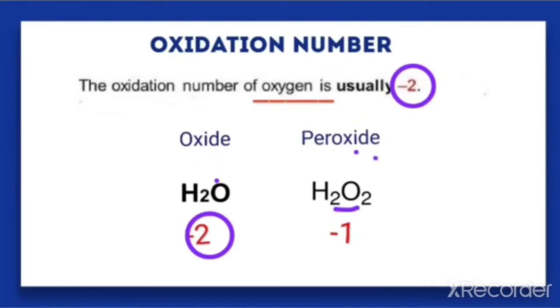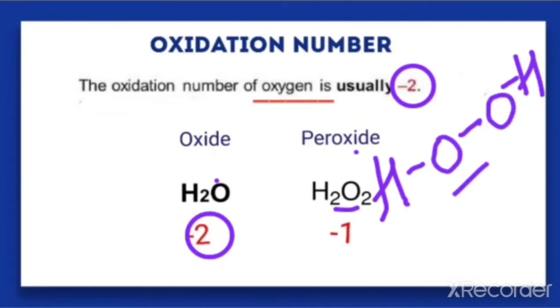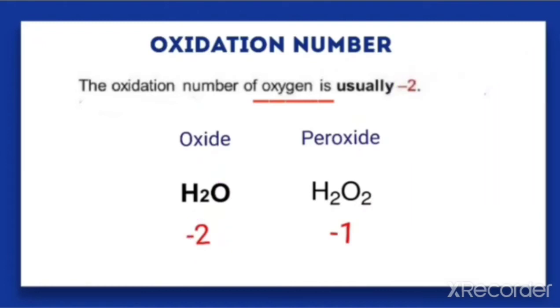that is hydrogen peroxide. It can be written as HOOH. Here there is an O-O linkage, that is called a peroxide. So in peroxide, the oxidation number for the oxygen is not -2, it is -1. So that is important. In oxides, the oxidation number for oxygen is -2, but in peroxides it is -1. So this also you need to remember in order to calculate the oxidation number.